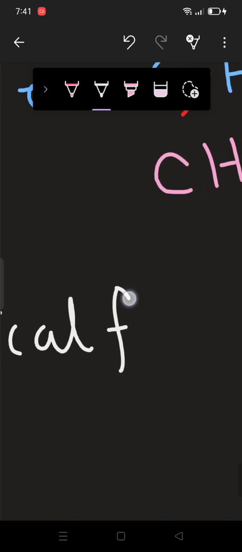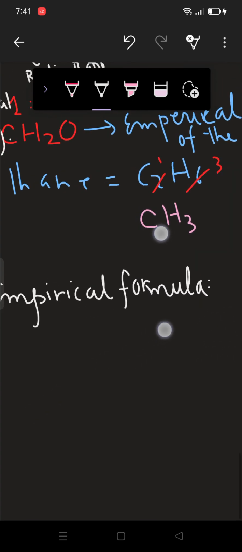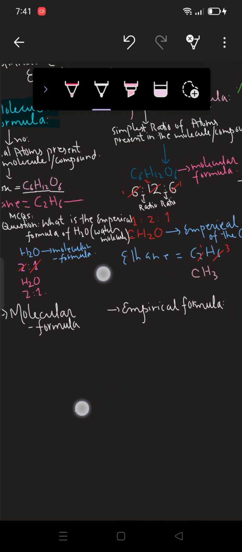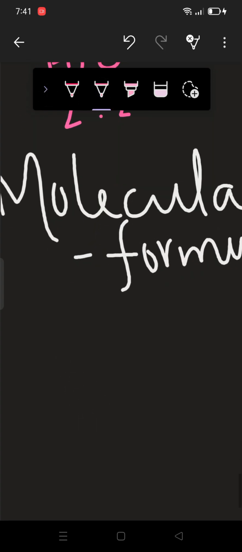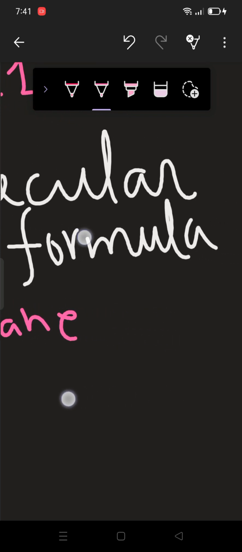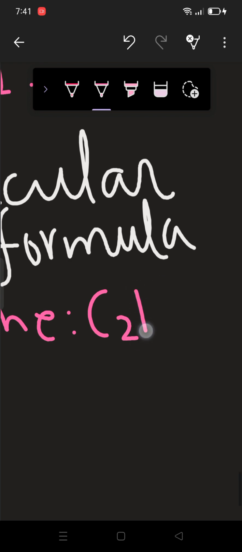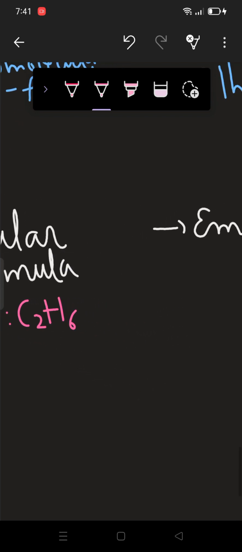Empirical formula, right? Molecular formula and empirical formula. Now let's take an example of ethene first, right? Ethene. We know the molecular formula of ethene is C2H6, right? And what is the empirical formula of ethene? It is basically CH3, right?